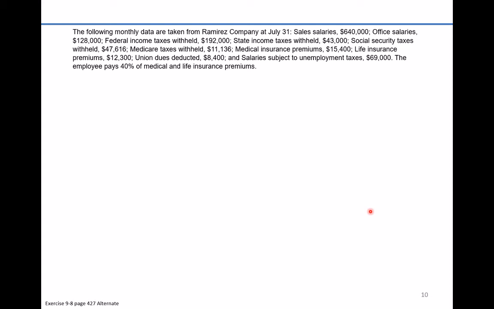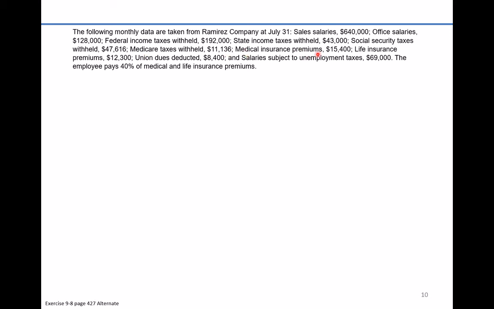Sales salaries of $640,000, office salaries of $128,000. Federal income taxes withheld on those salaries of $192,000. State income tax withheld also on these combined salaries of $43,000. Social Security taxes withheld $47,616 on those combined salaries. Medicare taxes $11,136 on the combined.